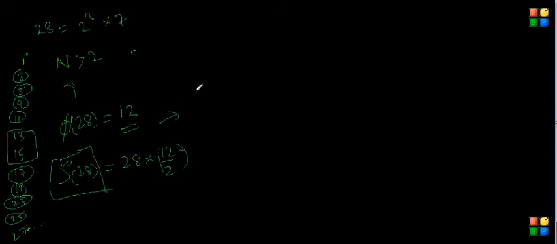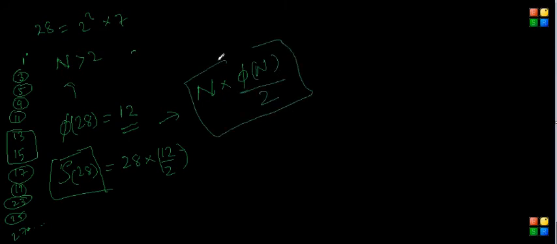Now if I were to generalize this for any natural number n greater than 2, the sum of all the coprimes less than n would be n into the total number of pairs of coprimes. The number of pairs is given by the total number of coprimes, which is denoted by Euler's number of n, divided by 2. So for any natural number n, the sum Sn of all the coprimes less than n is given by n into phi of n by 2. Now we'll discuss this phi of n in more detail.